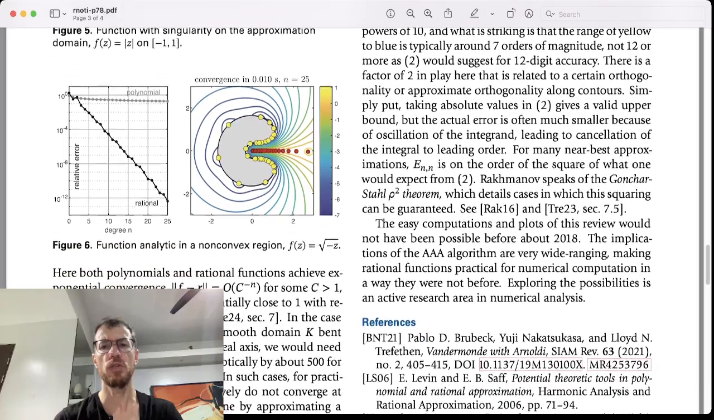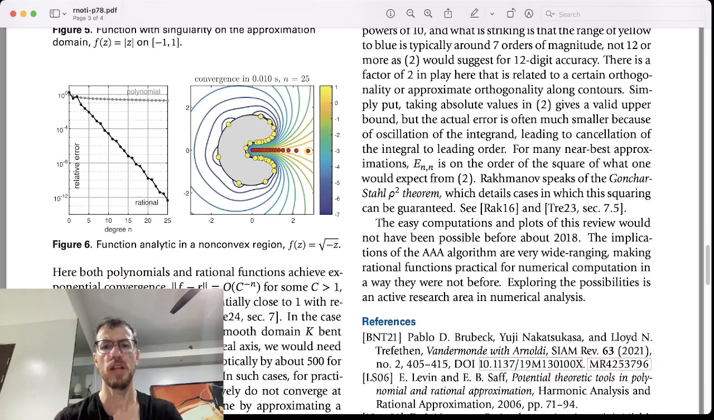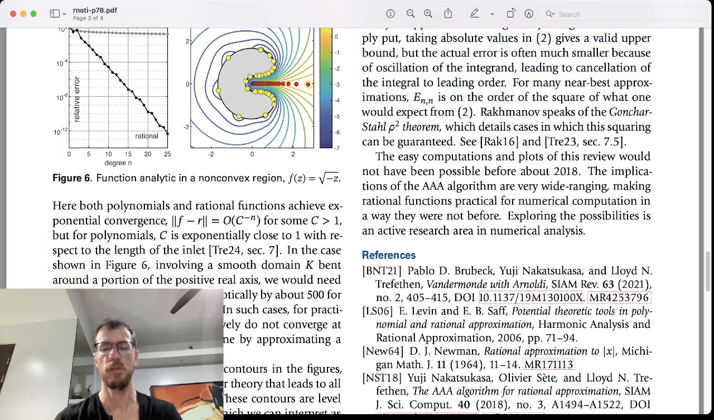There is a factor of 2 in play here that is related to a certain orthogonality or approximate orthogonality along contours. Simply put, taking absolute values in the integral equation for f of z minus r of z gives a valid upper bound, but the actual error is often much smaller because of oscillation of the integrand, leading to cancellation of the integral to leading order. For many near-best approximations, error sub nn is on the order of the square of what one would expect from the equation. Rakhmanov speaks of the Gonchar-Stahl rho squared theorem, which details cases in which this squaring can be guaranteed.